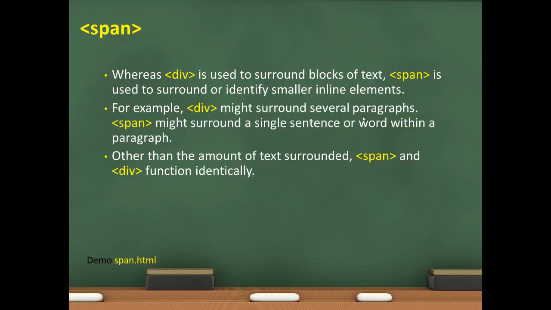The span tag is really used to be within a given tag, and this is used to change text that might happen in that tag. For example, a div tag might surround several paragraphs, but that span tag might just surround a single word or a sentence within that paragraph. So it's made for smaller pieces of information that are embedded within a given tag. But again, the span and the div tag function just about identically.